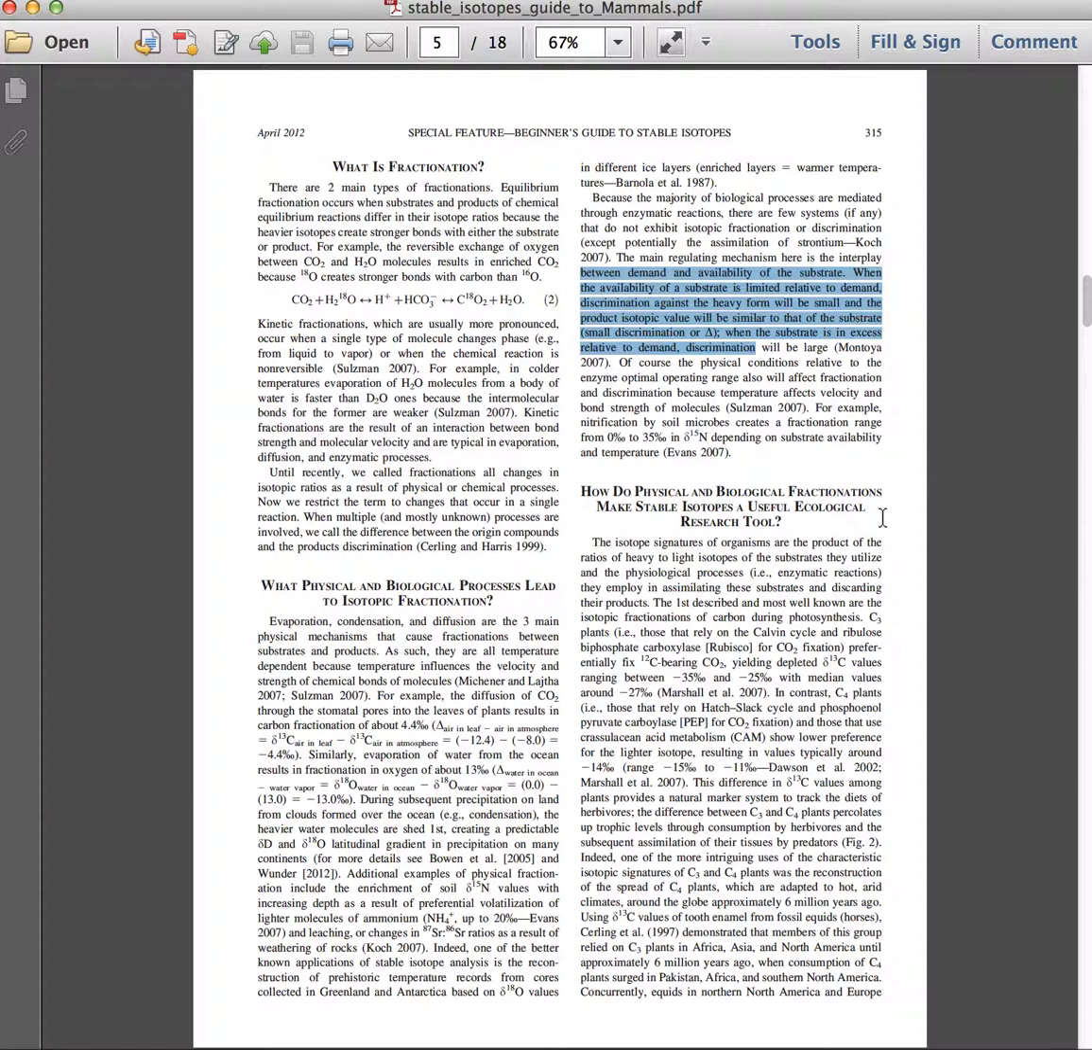I have another note here to myself. How did isotope analysis lead to the understanding of C4 expansion 6 million years ago? That's something that's addressed down here. That would make another excellent exam question.